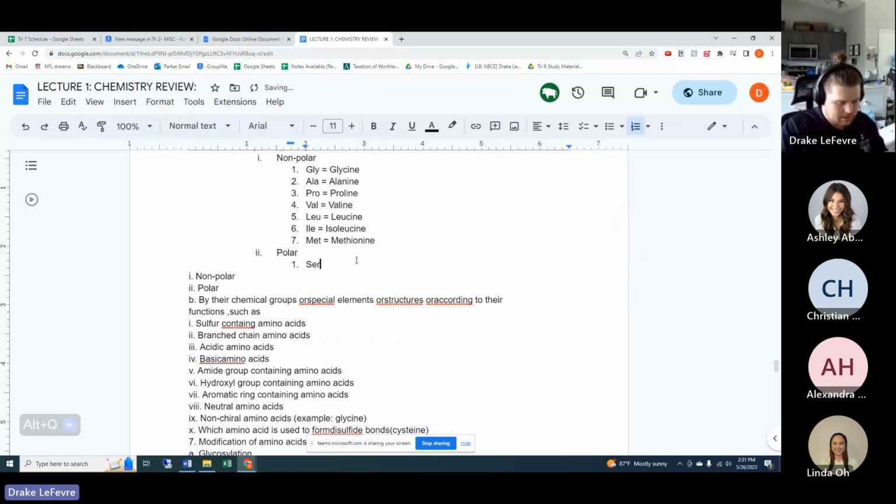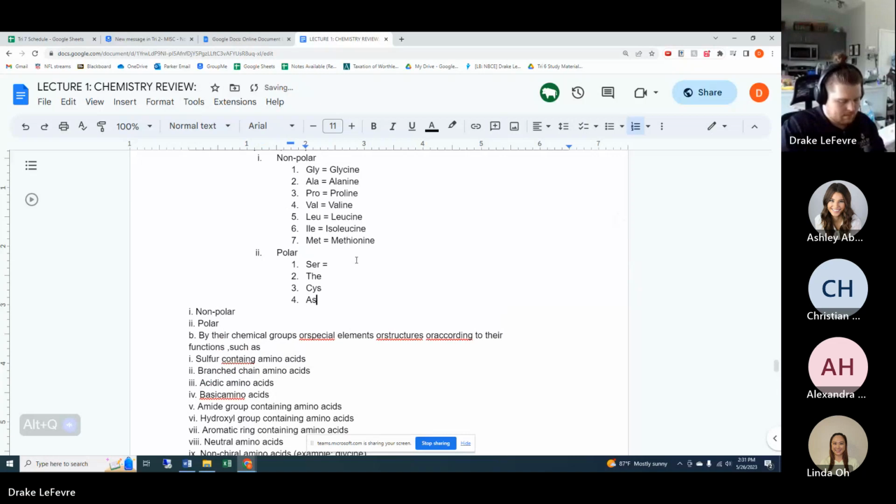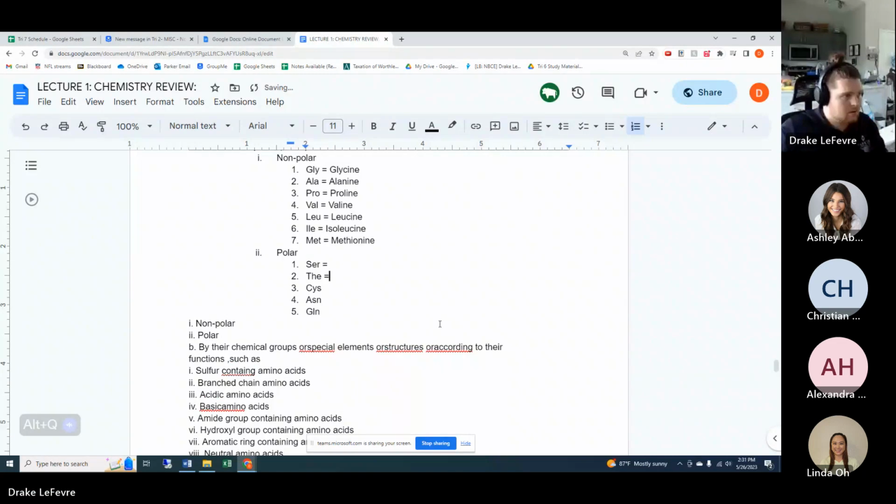And the polar. Ser, what is that one? Serine. Serine. Thr is threonine. Threonine. We have cysteine. What's special about cysteine? Disulfide linkages. Disulfide linkages.